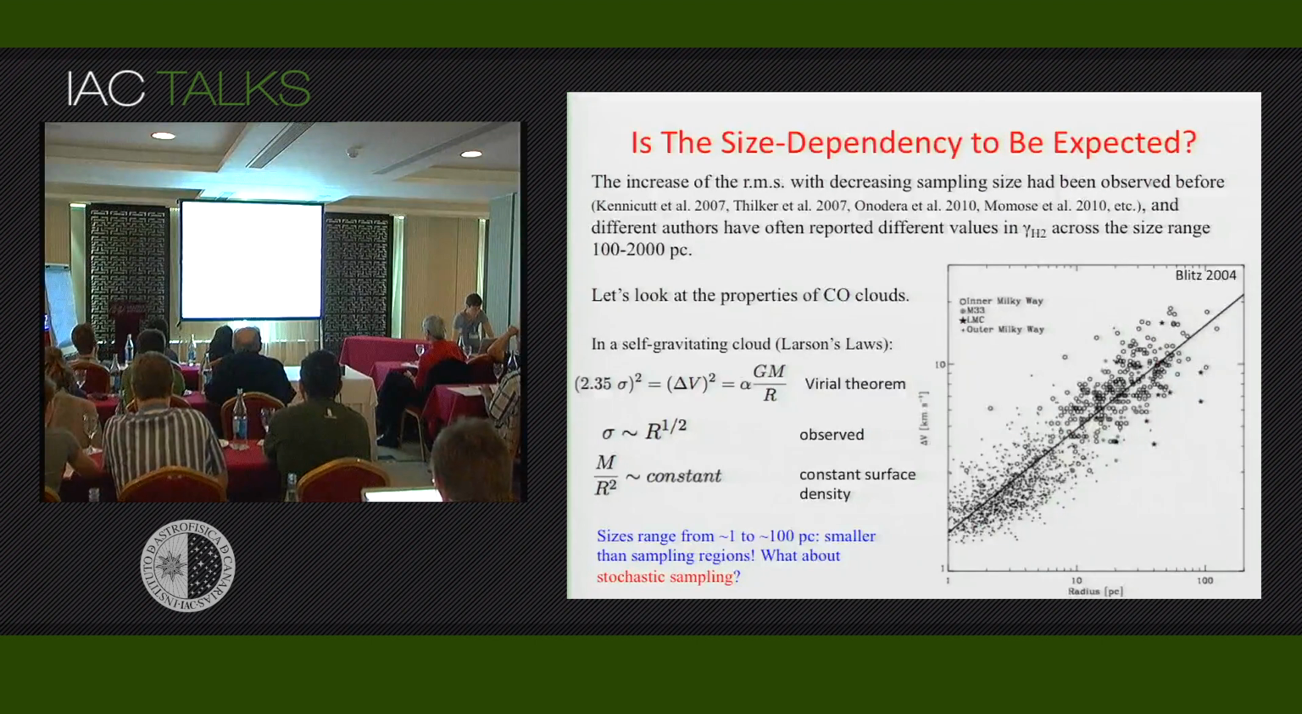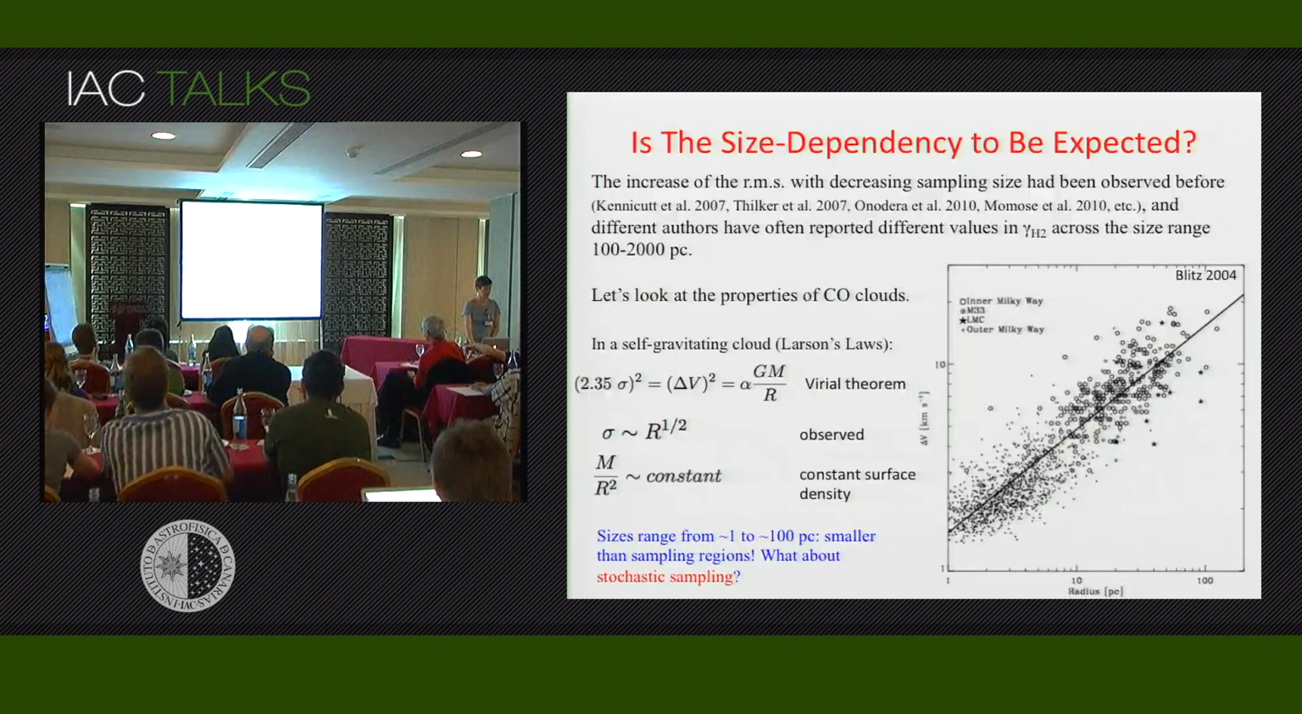Okay. The increase of the root mean square is not new. Okay? This was already seen in various other attempts to do similar analysis. I have a slew of references there, Kennick et al., Filker et al., Onoder et al., Momosa et al. All of them have noticed that if you take two different scales, the smaller scale gives you a larger spread. Okay?